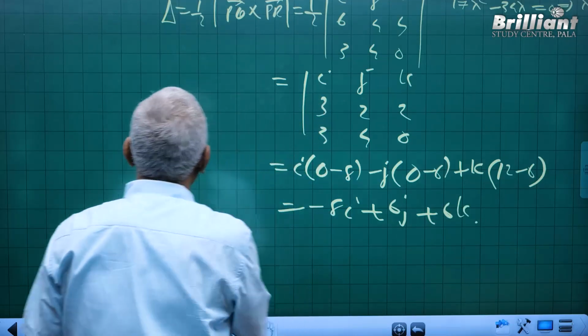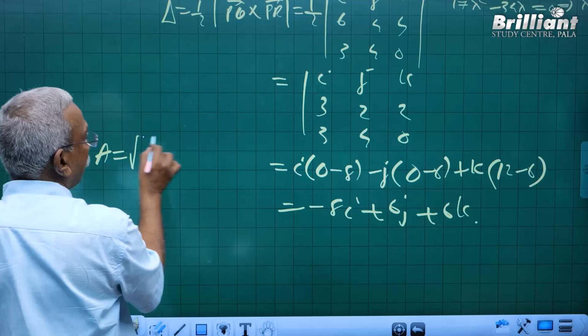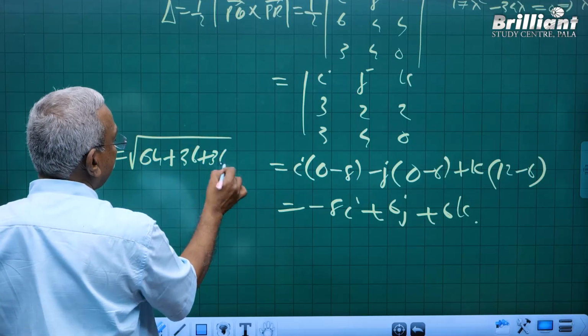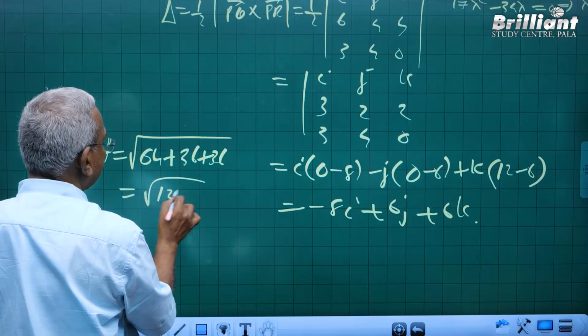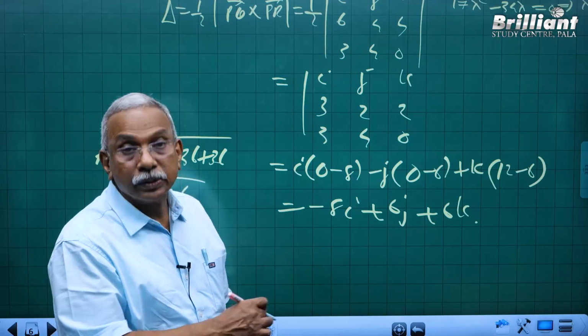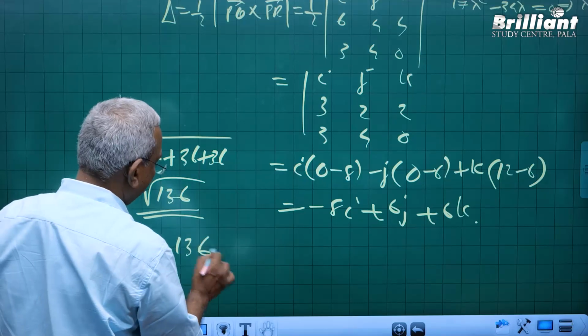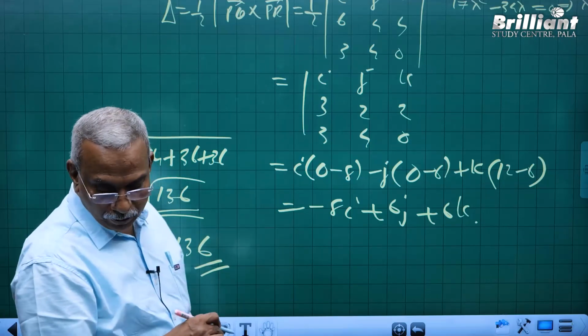So area is equal to square root of 64 plus 36 plus 36, so root of 136. Then the square of the area, so A squared is equal to 136, which is given in our first option.